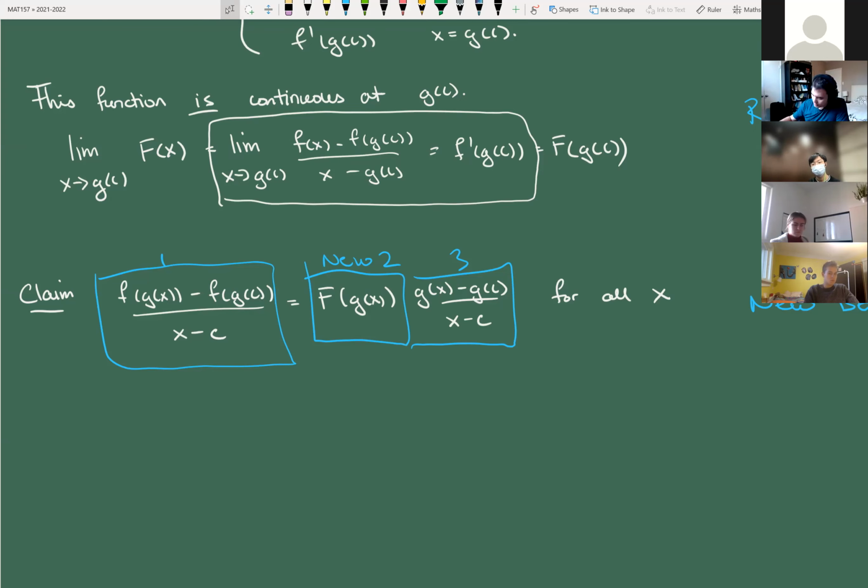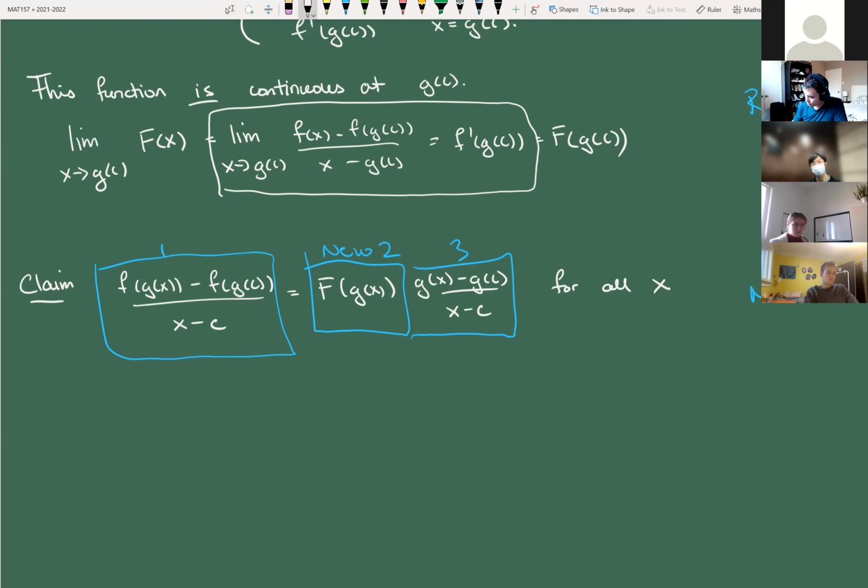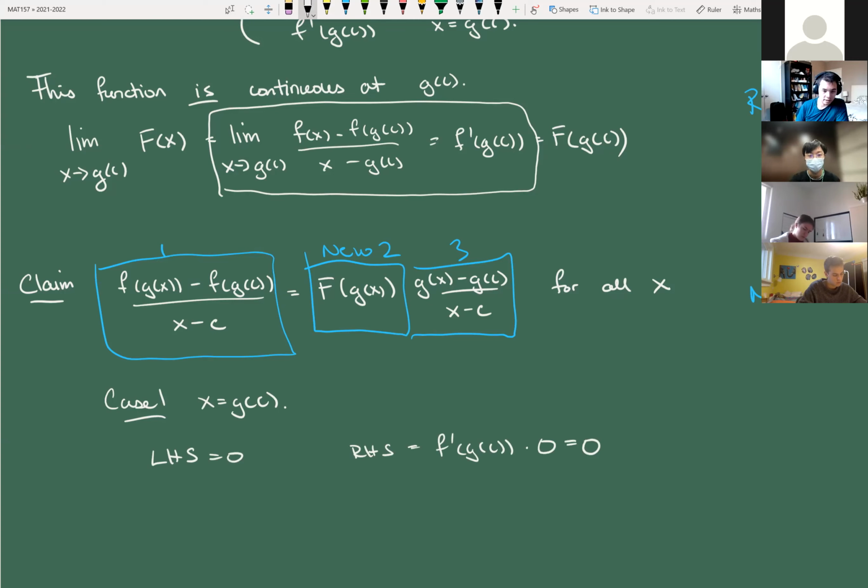To see that this claim is true, we have to break it into two cases. Case 1 is what happens if x is equal to g of c. Well, the left-hand side, we would get 0. The right-hand side is f prime g of c times 0, which is also equal to 0. So both of these functions are equal when x is equal to g of c.